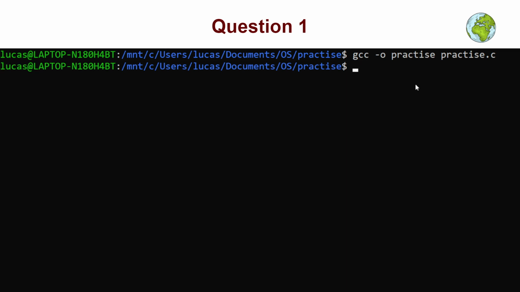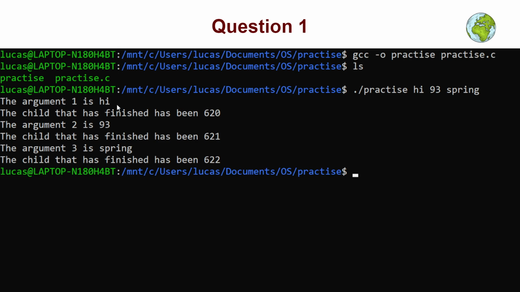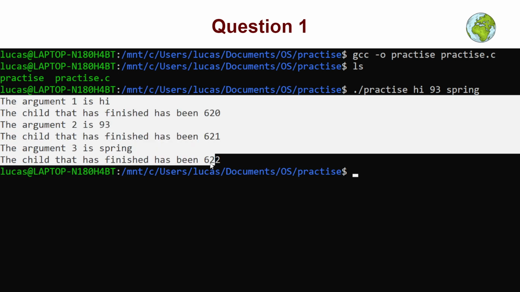Now once we have compiled this file, if we list again all of the files inside this path, now we have a new file, which is the executable file. So now let's run this file. Let's use, for instance, the arguments hi, 93, and for instance also spring. Now let's run. Very well, so here as we can see, we have precisely what we expected.